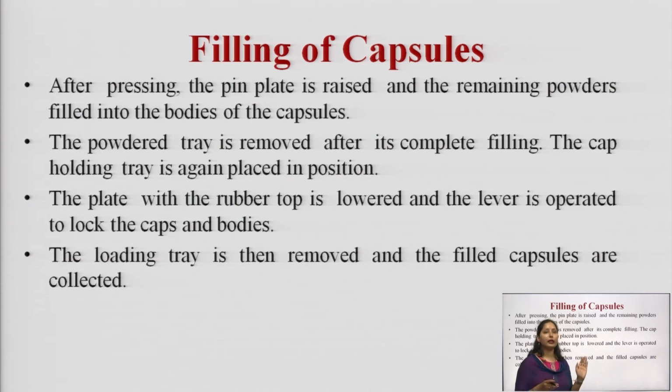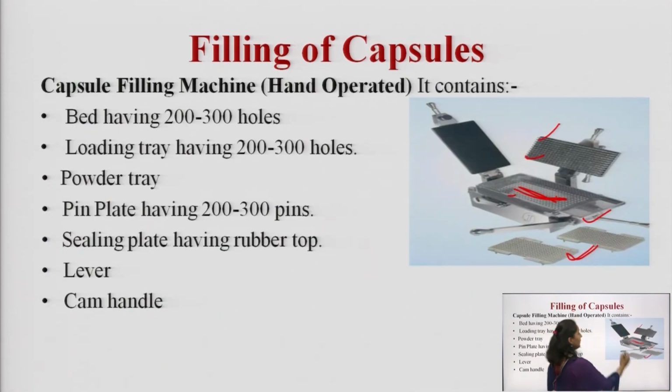After the complete filling, what we do? We remove the pin plate and the powder tray, and we again place the loading tray which is holding the cap portion of the capsule. The powder tray is removed after its complete filling. The cap holding tray, that is the loading tray, is placed again in position. Now, the loading tray holding the caps is placed over the bed and then the plate with the rubber top, that is this plate.